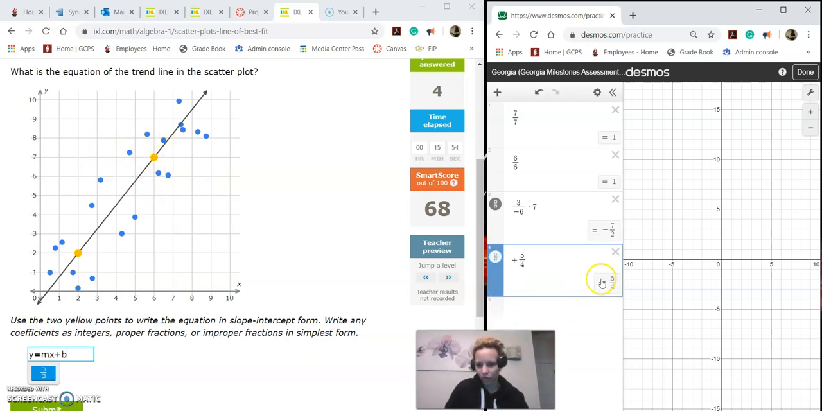Let the calculator do the work for you. 5 over 4. Okay, so this right here is 5 over 4. And now I need to find my b. Now, you know, I can kind of see what my b is, but I don't trust that I can really read that. So I'm going to work it out because you know what? I'm at 68 and I don't feel like getting this wrong.